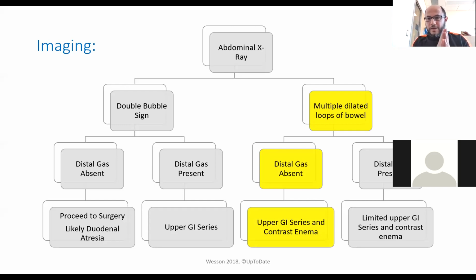So we always need to rule out malrotation. In this case, it's better to start with the upper GI to make sure there's no malrotation or volvulus. If things come back fine, then you can do the lower GI with the contrast enema. We said we don't use barium anymore because of the risk of perforation, which can cause peritonitis. If the distal air is present, then you start with the lower GI, with the contrast enema, not barium, sorry.